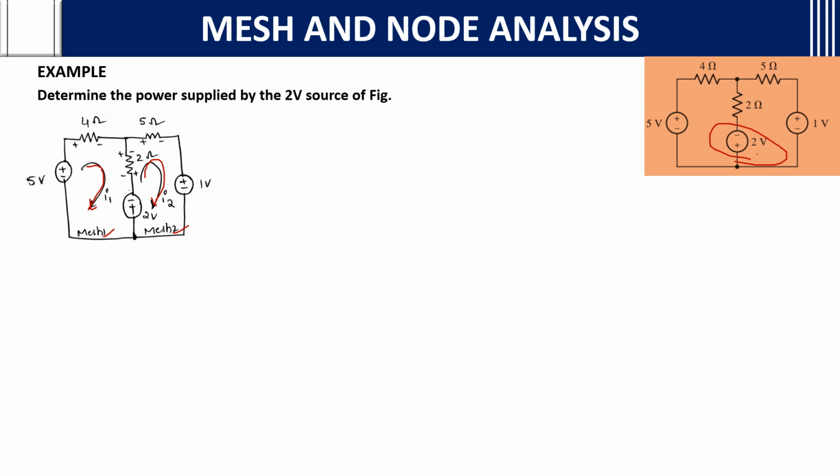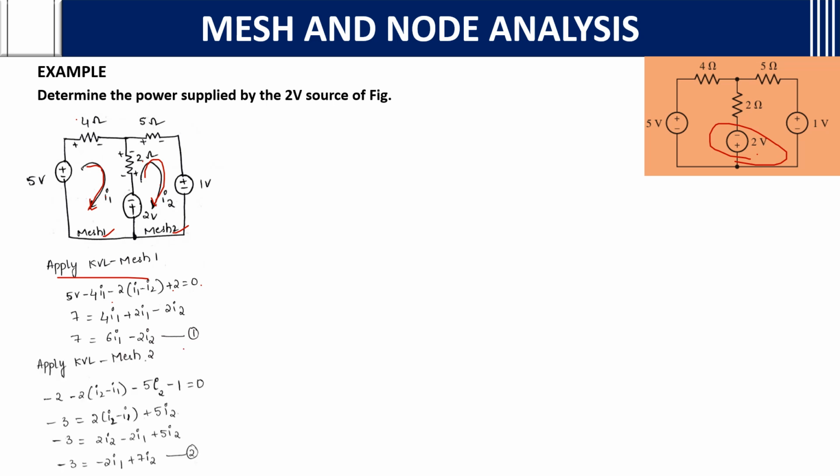Then after considering, write the mesh equations, that is, apply KVL to mesh 1. How to apply? Already I have mentioned the plus and minus signs are in the question itself. While doing it, 5 volt minus 4 into I1 minus 2 into I1 minus I2 plus 2 equals 0. By rearranging you will get the first equation.